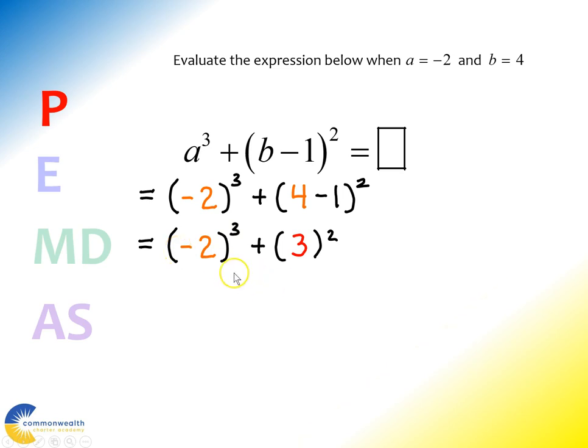So now I'm going to move on to the exponents. And I do have 2 exponents to evaluate. So I do this exponent here, I'm going to have -8. When I take 3 squared, I'm going to have a positive 9. So I have -8 plus 9.